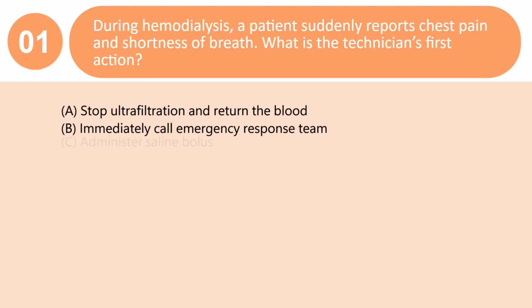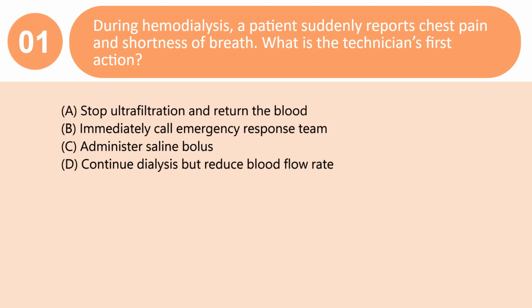During hemodialysis, a patient suddenly reports chest pain and shortness of breath. What is the technician's first action? A. Stop ultrafiltration and return the blood. B. Immediately call emergency response team. C. Administer saline bolus. D. Continue dialysis but reduce blood flow rate.